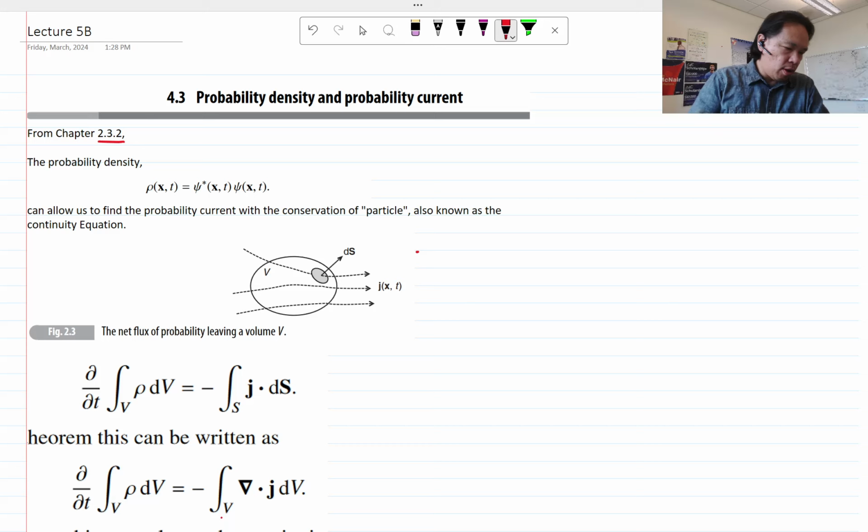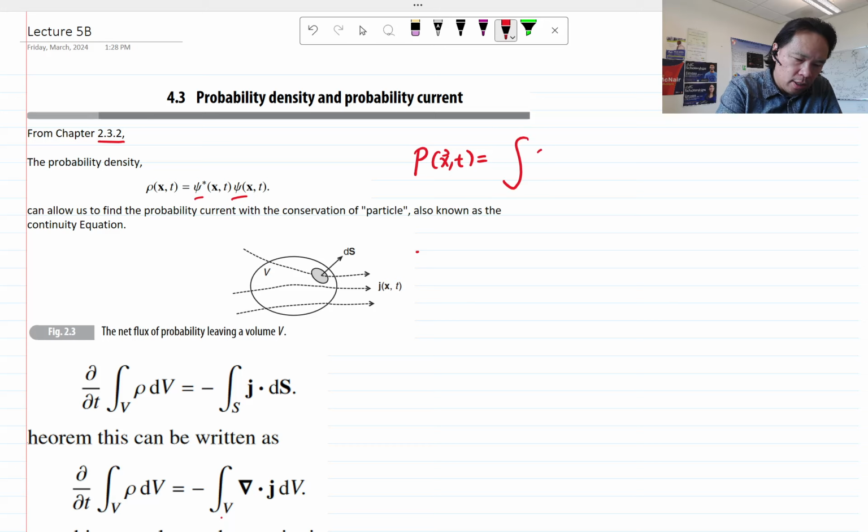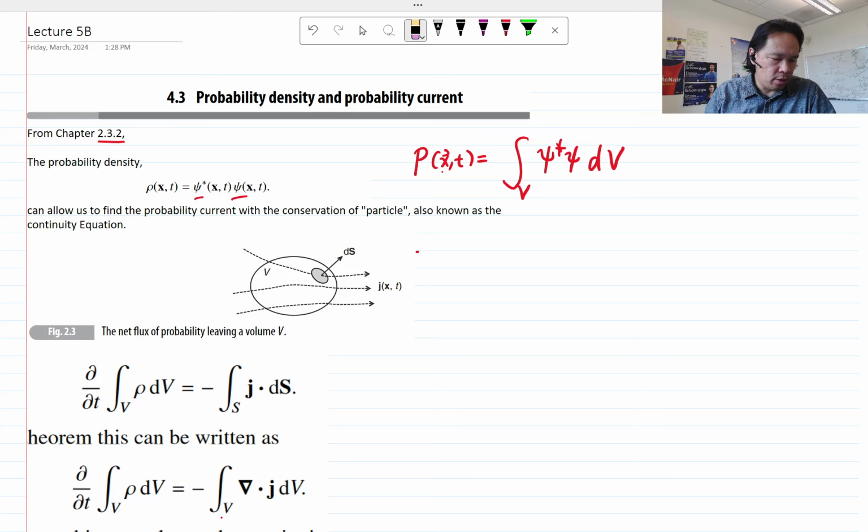Okay, so the probability density is basically the wave function squared, well, psi star psi. If you were to try to calculate the probability of a particular particle being in a particular position and time, what you would do is integrate this psi star psi over some volume, where this volume is in a place that you're interested in trying to measure this particular particle.